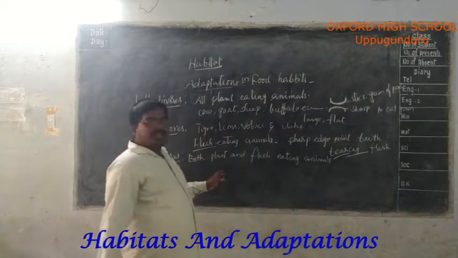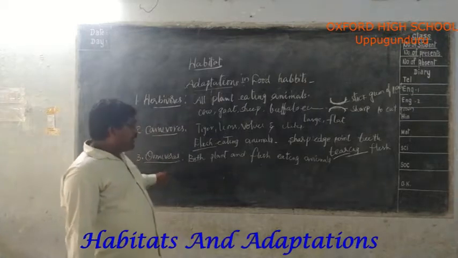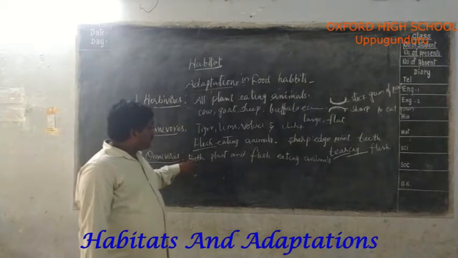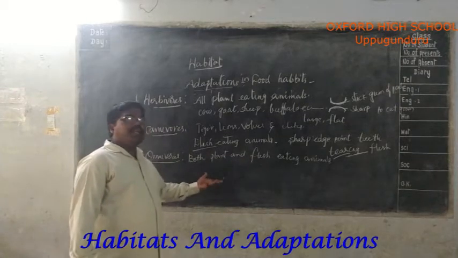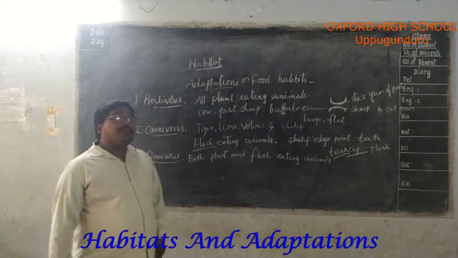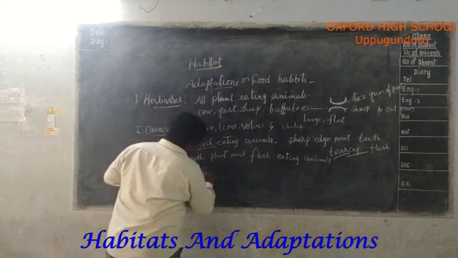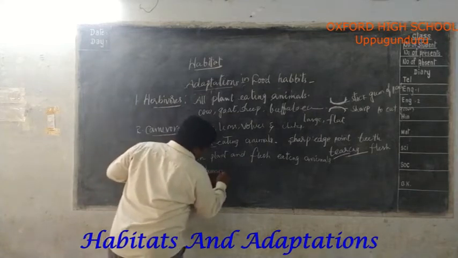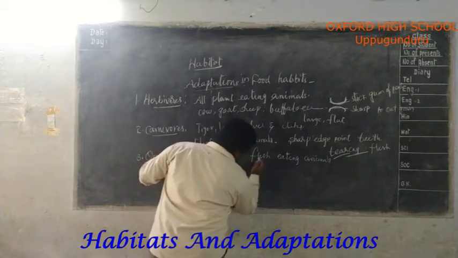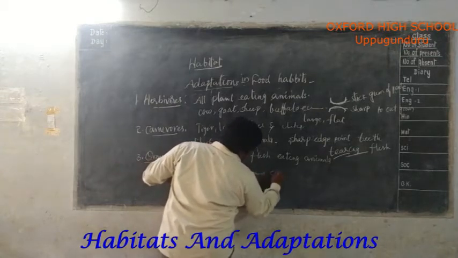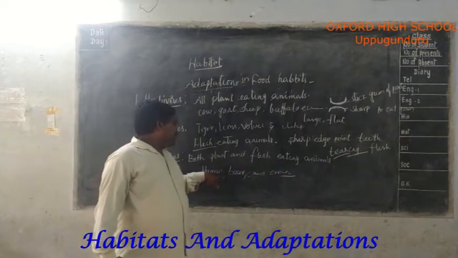So dear students, here you have to remember one point. Omnivores means these animals can eat both plants and flesh. So they eat both plants and animals. What are the examples for these animals? The best example is human, bear, and crows. Now here in our book they have given human and bear.